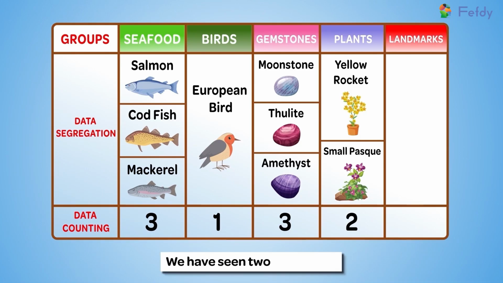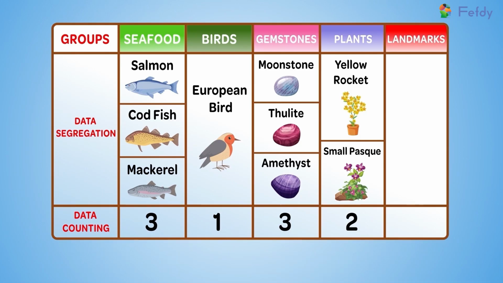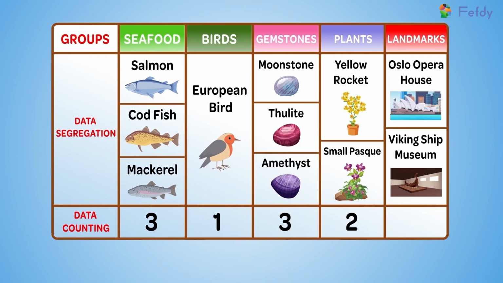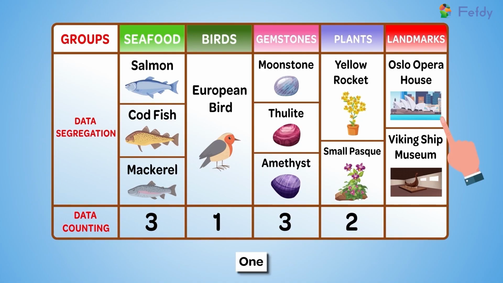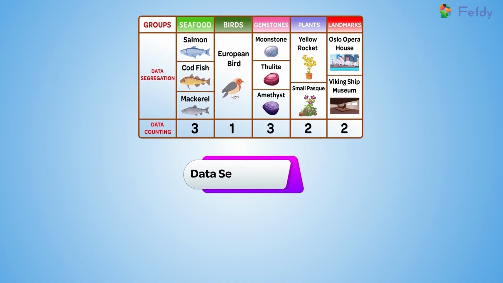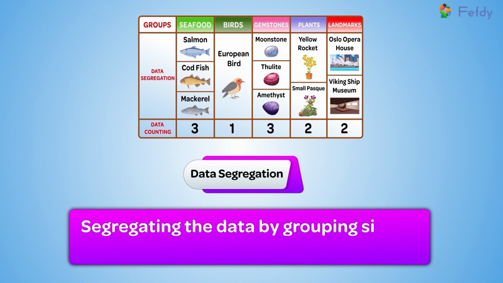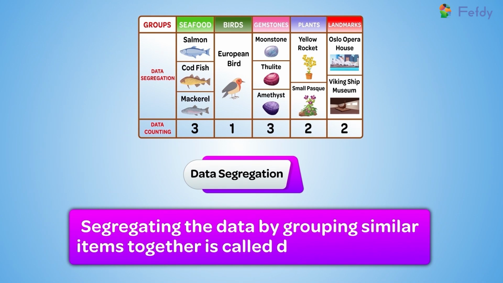We have seen 2 landmarks. Oslo Opera House, Viking Ship Museum. Can you count the data? 1, 2. There are 2 landmarks. Data segregation. Segregating the data by grouping similar items together is called data segregation.